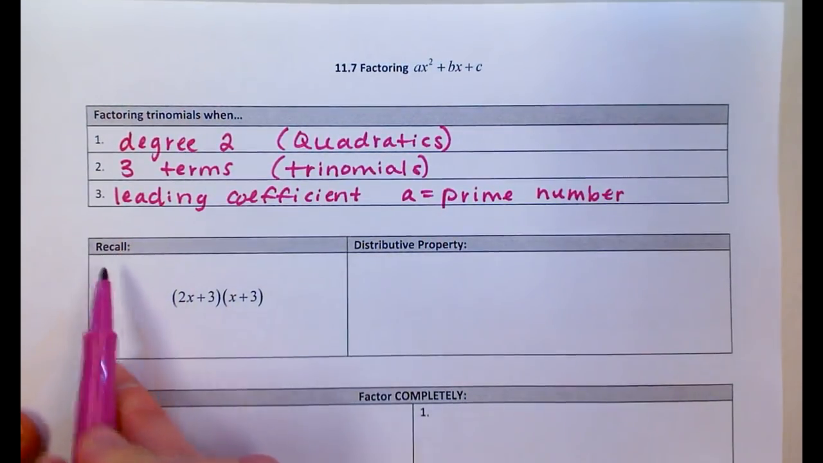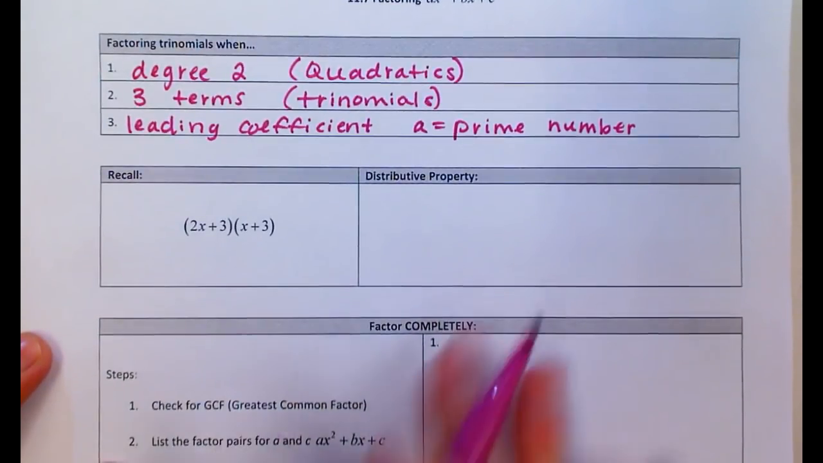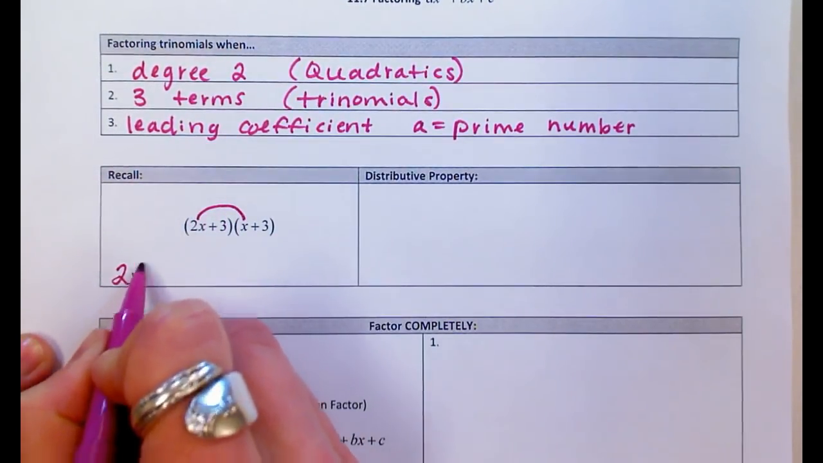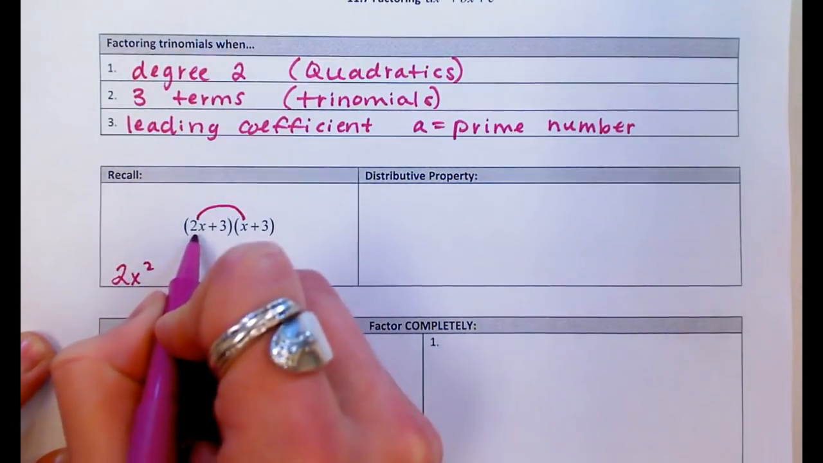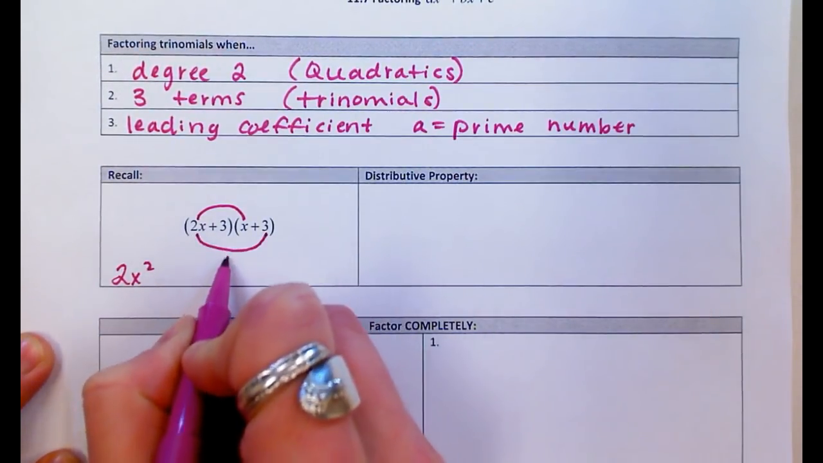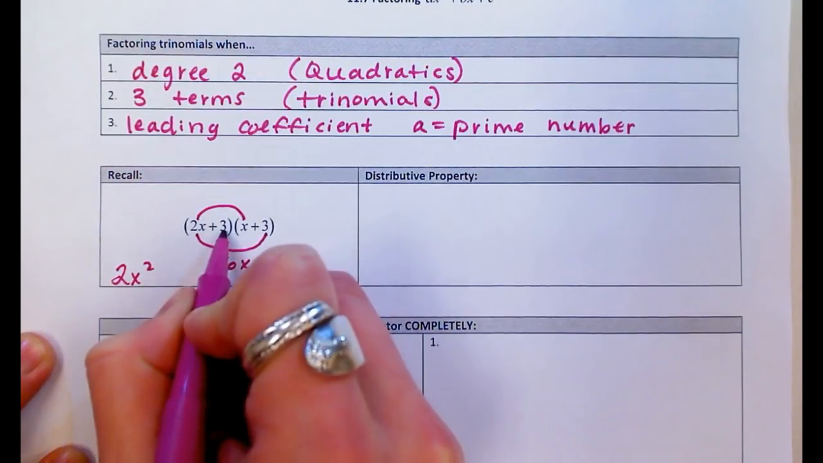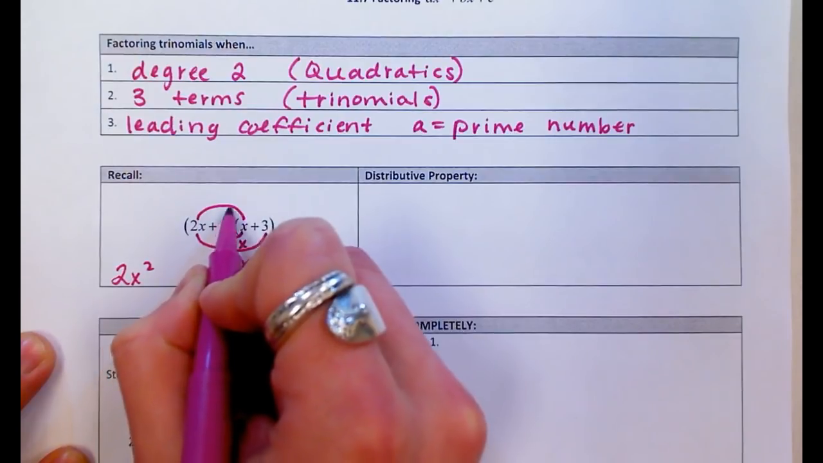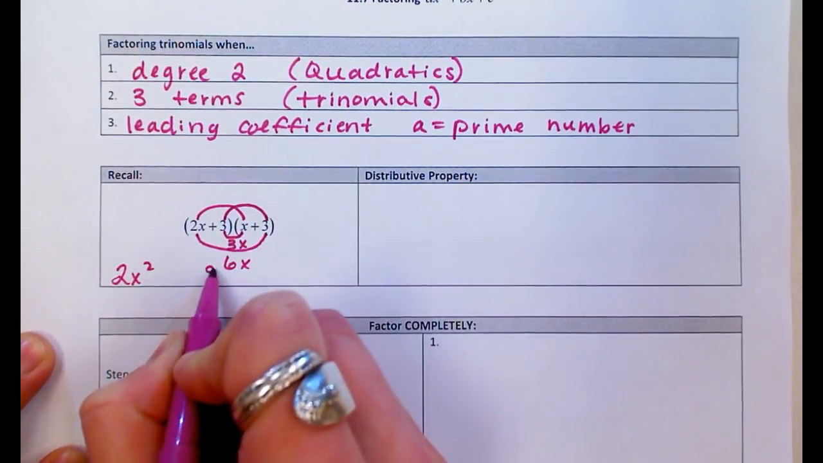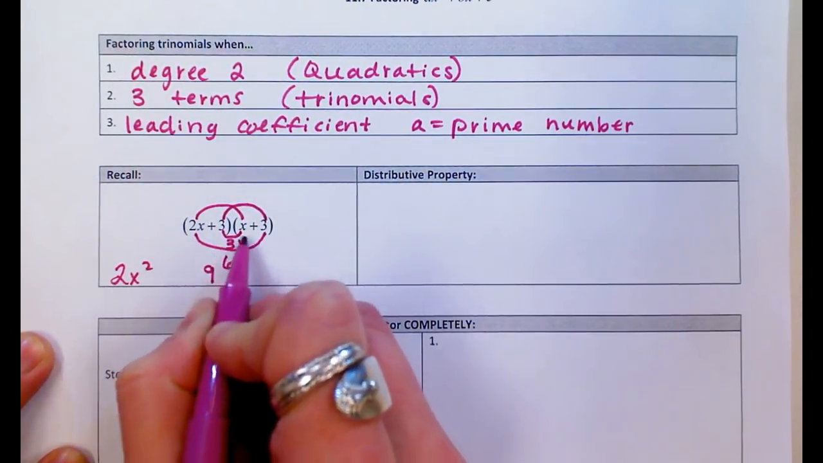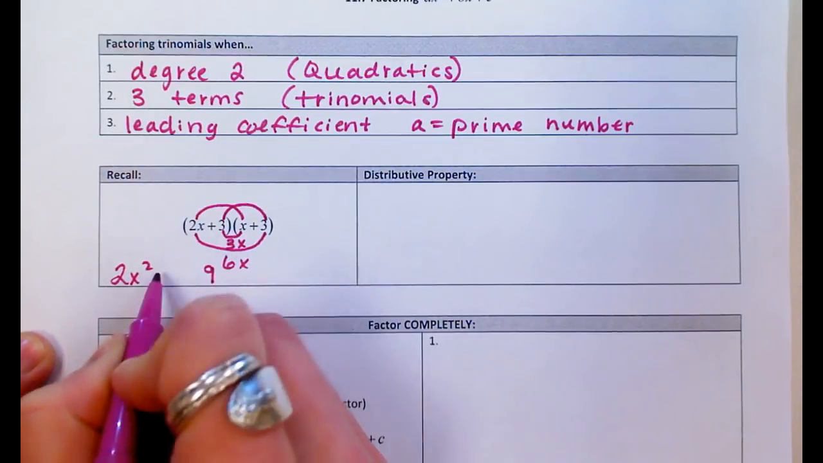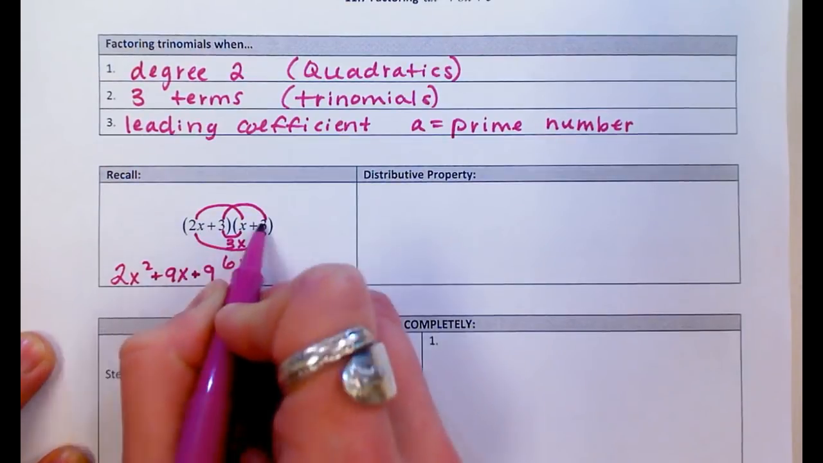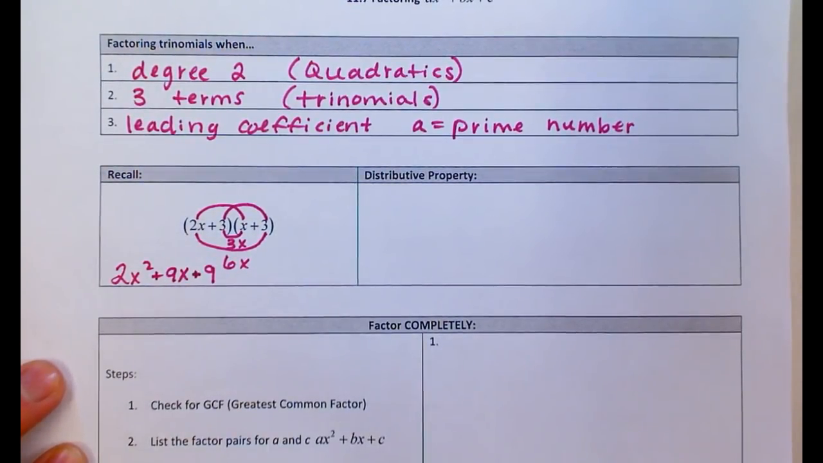So if we recall back to multiplying, we'd multiply this out, 2x times x, to get 2x squared, 2x times 3 to get 6x, and 3 times x to get 3x. And our last, 3 times 3 to get 9. Combining our middle terms right here, we have 6x and 3x, which make up 9x. And this was a positive 9 from positive 3 and positive 3.